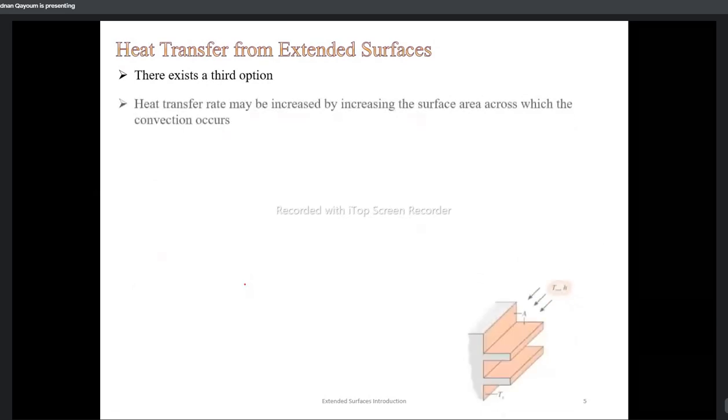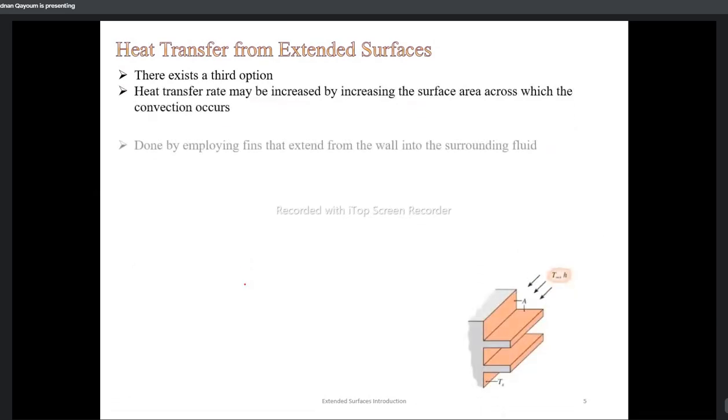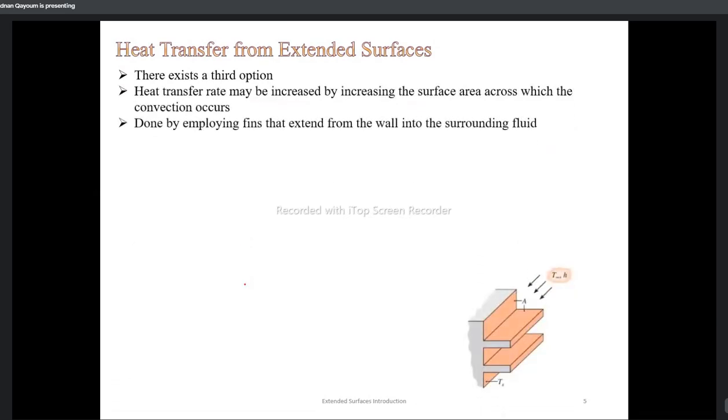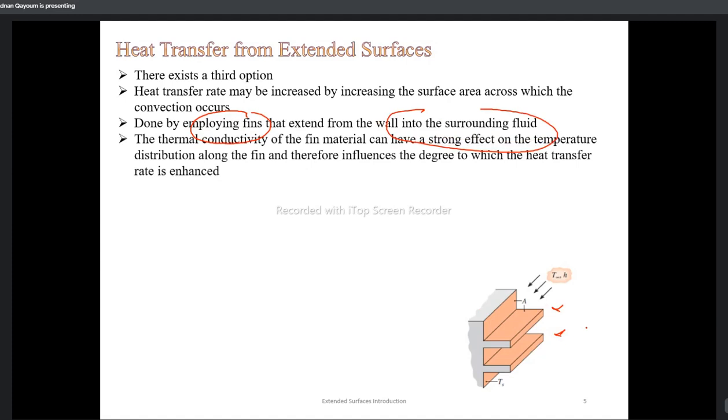Yes, sir. So these extensions are nothing but fins. So you are employing fins. Fins extend from the wall surrounding the fluid. Again, fins extend from the wall, and this is surrounded by the fluid. So we are having this sort of arrangement.